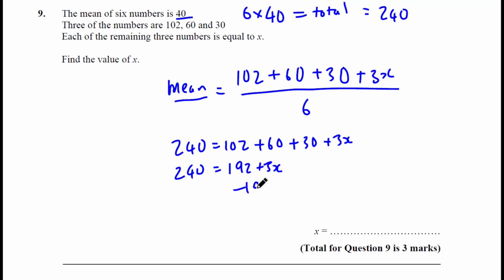So let's minus 192 on both sides to get 48 equals 3x. Let's divide by 3. x equals 16. And that's the correct answer. You could always double check by substituting it in, but you should be confident with what you're doing. And that's a nice extra 3 marks.